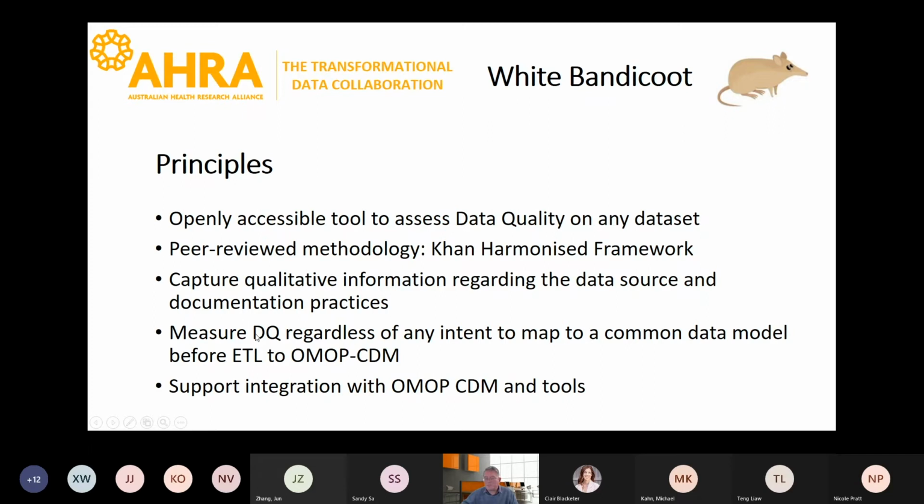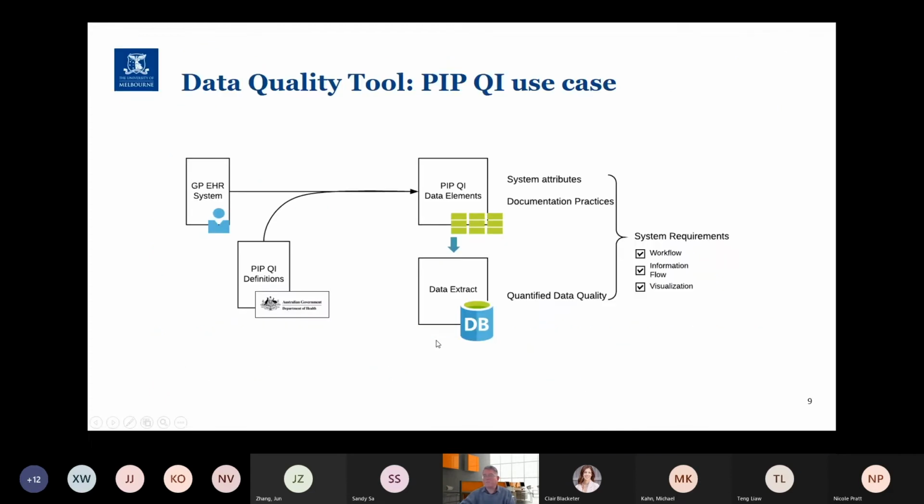So we wanted this to work regardless of the intent to map to a common data model, but we also are big fans of common data models and OMOP in particular. So we're really interested in developing tools that can actually build and integrate. So what does this look like?